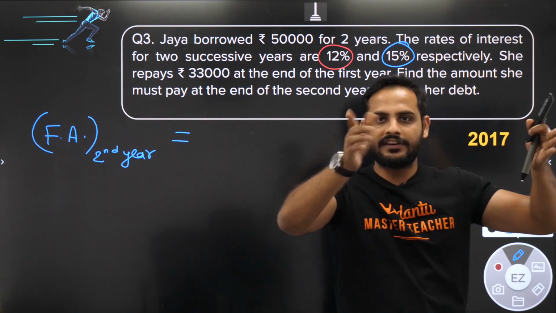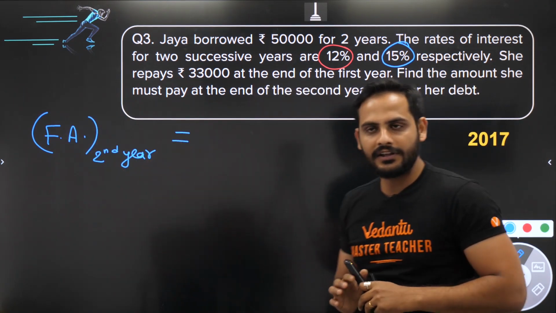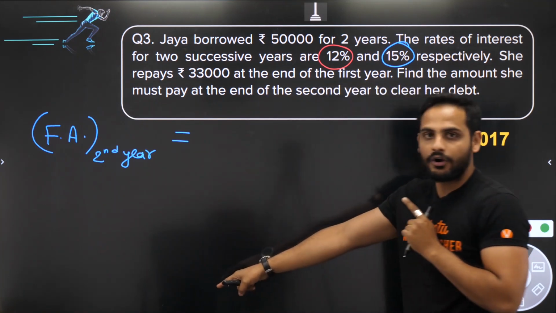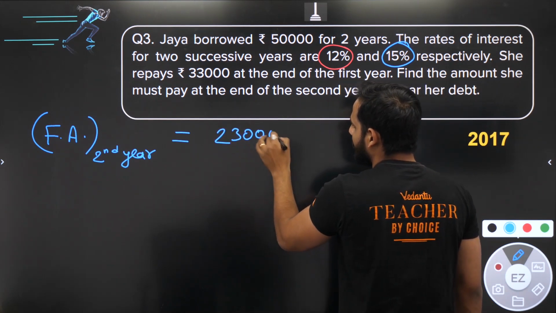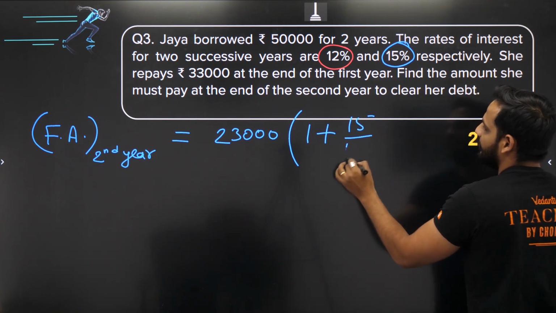From 0 to the first year, 1 year. First to second year, 1 year. Understood? So the time period is 1 year only. So I can say the final amount for the second year will be, my principal amount, what was that? 23,000. So on this 23,000, I will charge the interest of 15%.